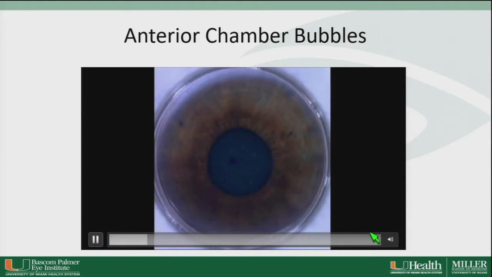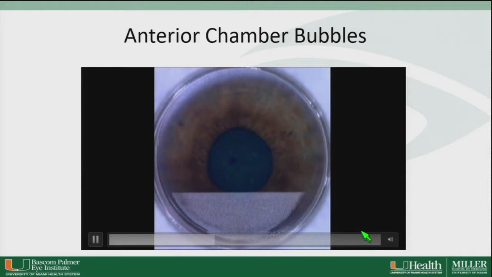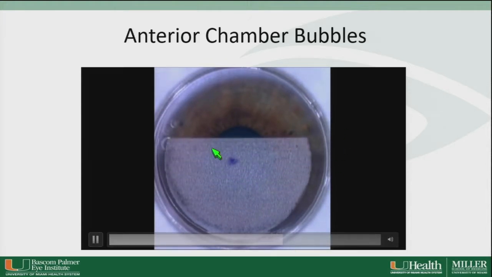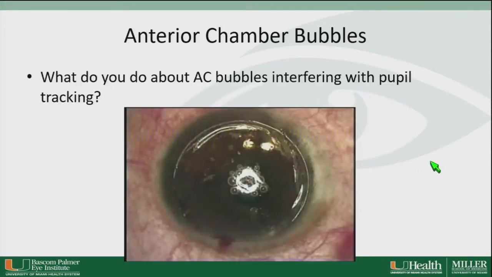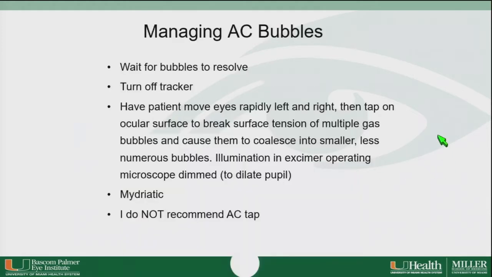How about anterior chamber bubbles? This is thought to occur when the channel or pocket is delivered close to the limbus, or the entire cut is delivered close to the limbus in a case of a very small white to white or small corneal diameter. In some laser platforms, excimer laser platforms, you can't proceed without tracking. So what do you do if the AC bubbles interfere with your pupil tracking?